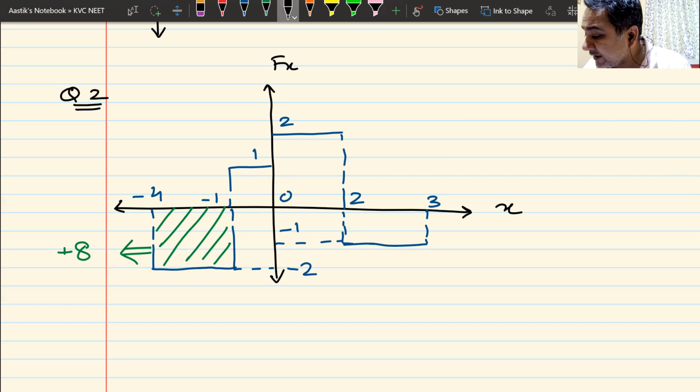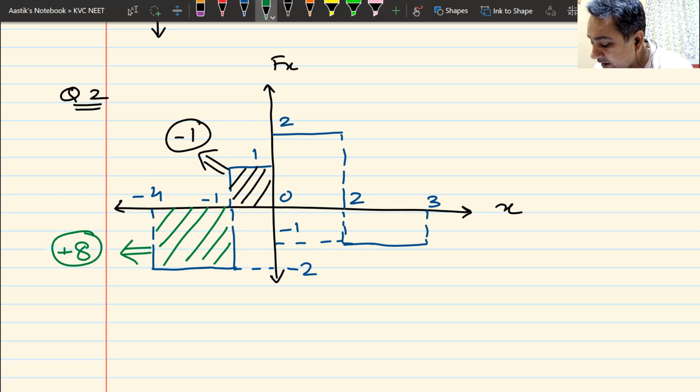Let us come on to the second one, which I will color as black. What is the area of this one? Again, I've made rectangles. I could have made a triangle, doesn't matter. 1 into 1, answer is 1. Force is positive, displacement is negative. Third quadrant, it becomes -1. I hope everyone is following this. Can I have some response that we are following this in the class? Okay.